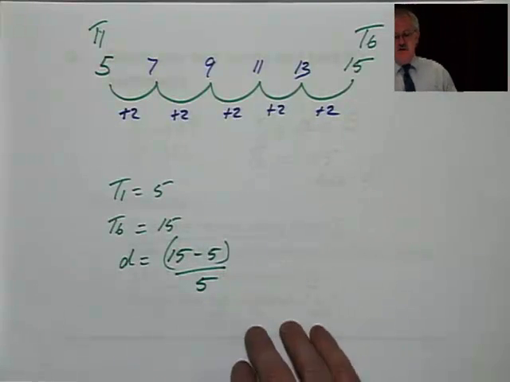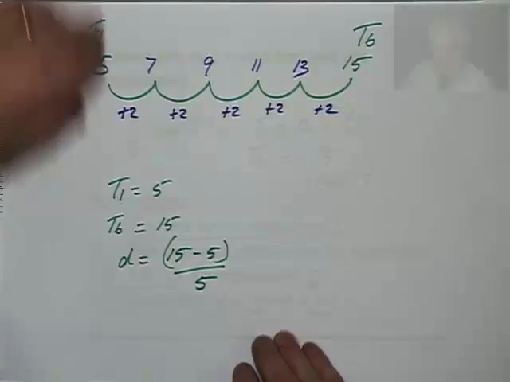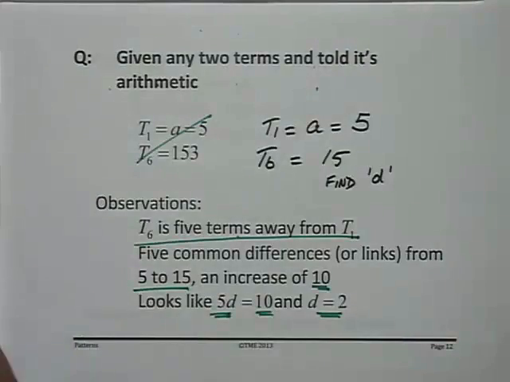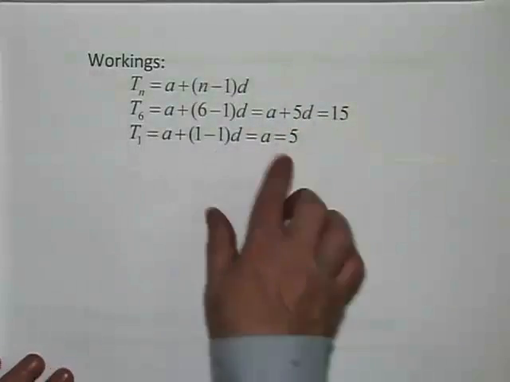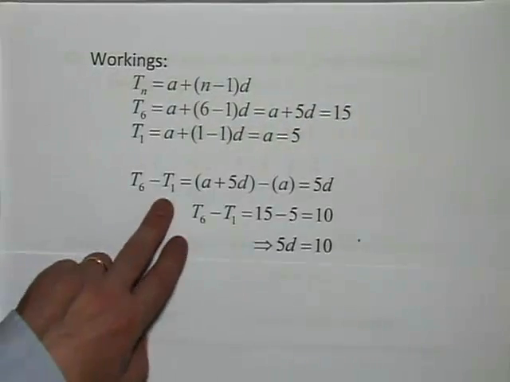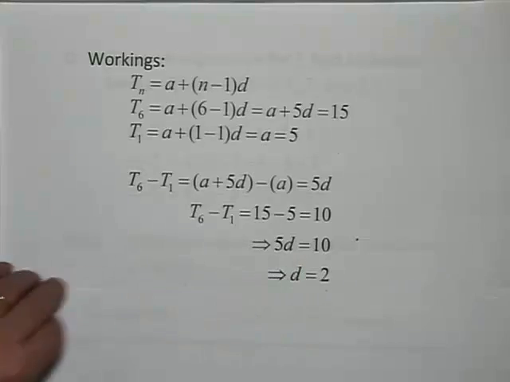So really, all we're saying there is you could be asked or given in the exam, not the first and the second term, but any 2 terms. And if you're told it's arithmetic, you can still solve it. So that's the workings. Tn or T6, you'd work it out. T1 is that. T6 minus T1, you get 5D is 10, D is 2. Next question.